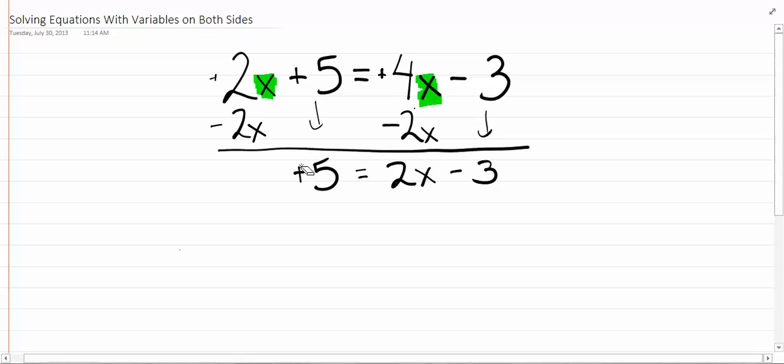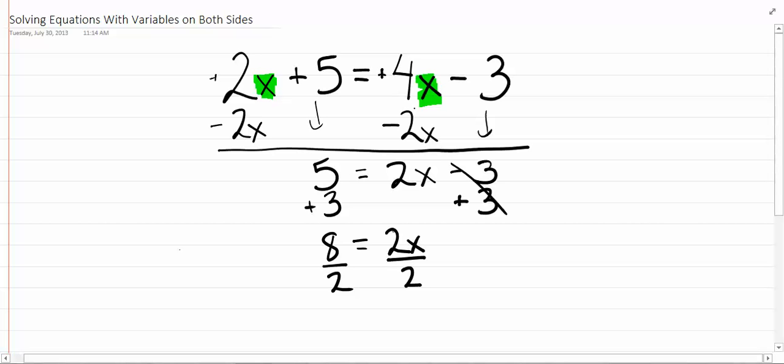Now this looks like a problem that we've solved in the past. And so we go back to our way of solving these, which is to do addition and subtraction first, the inverse of addition and subtraction first. So here we have subtraction, so we add 3 to both sides, and we're left with 8 equals 2x. Now we have multiplication, so our opposite is division. 2 divided by 2 cancels out, so we're left with 1x equals 4. So 4 is our answer.